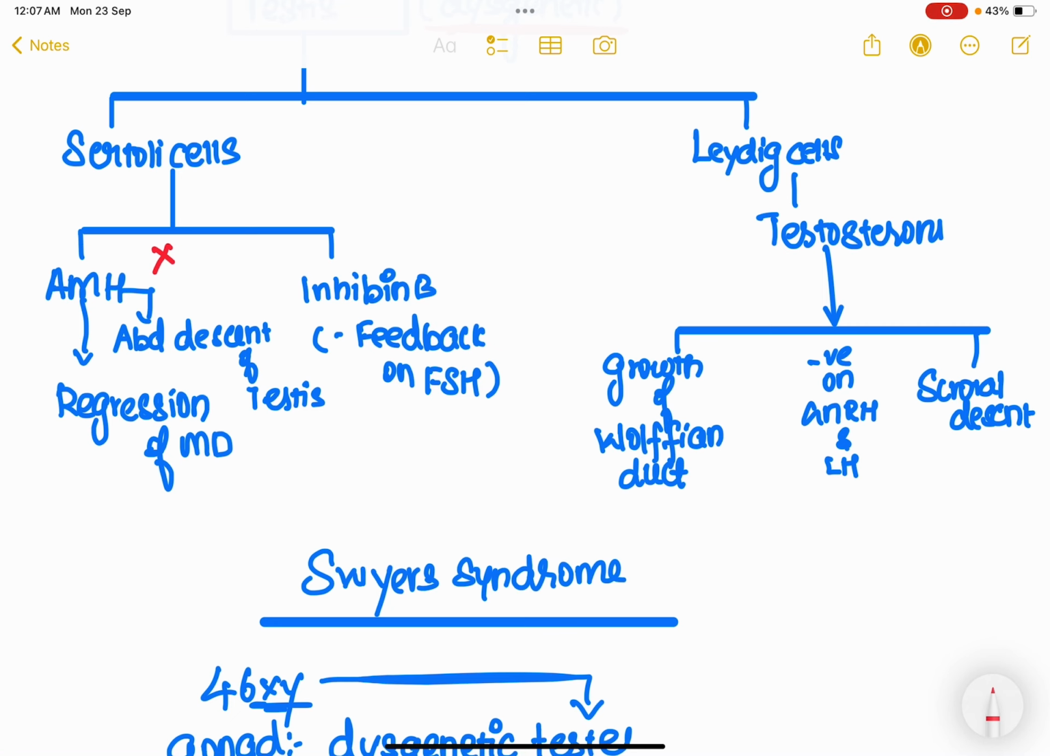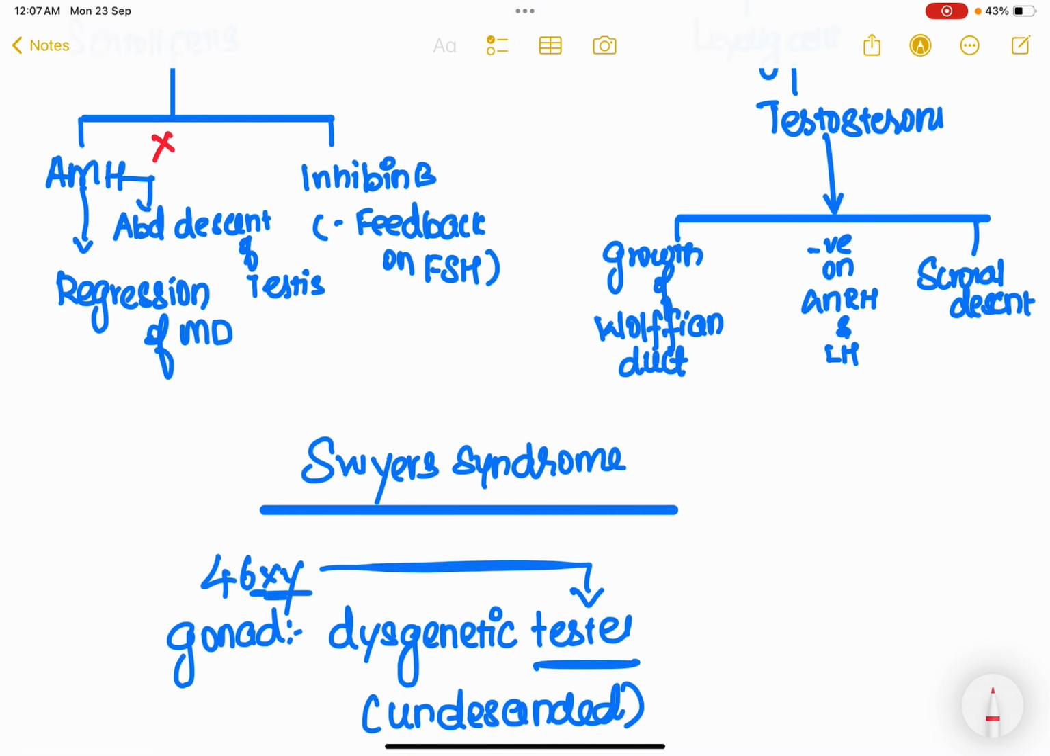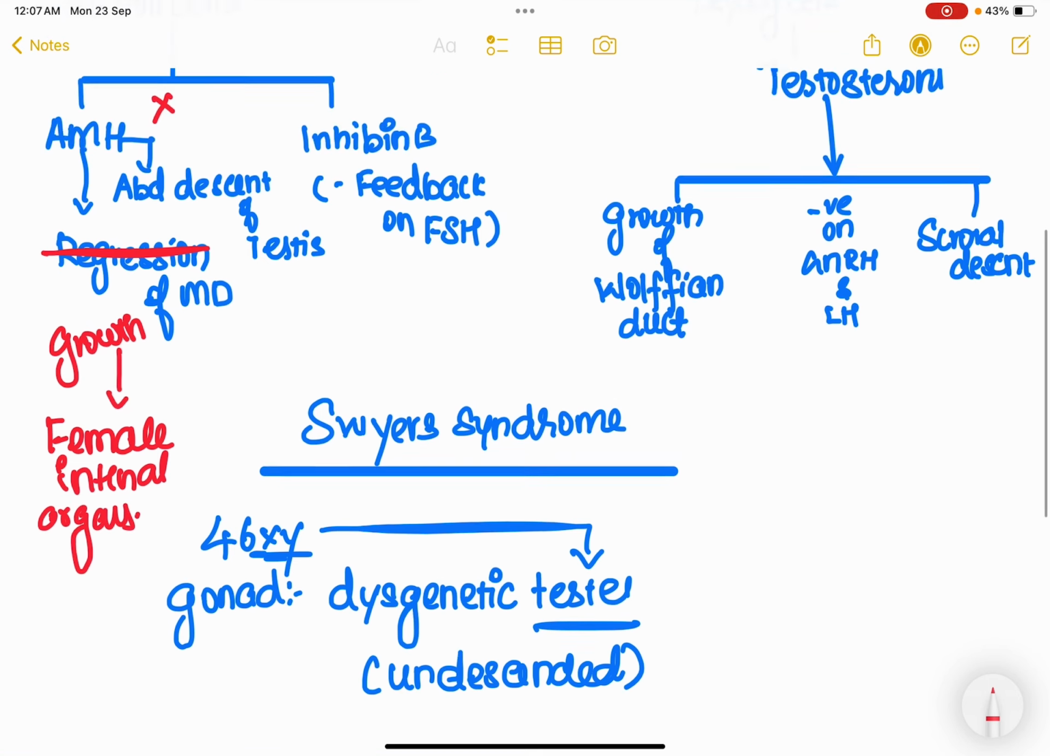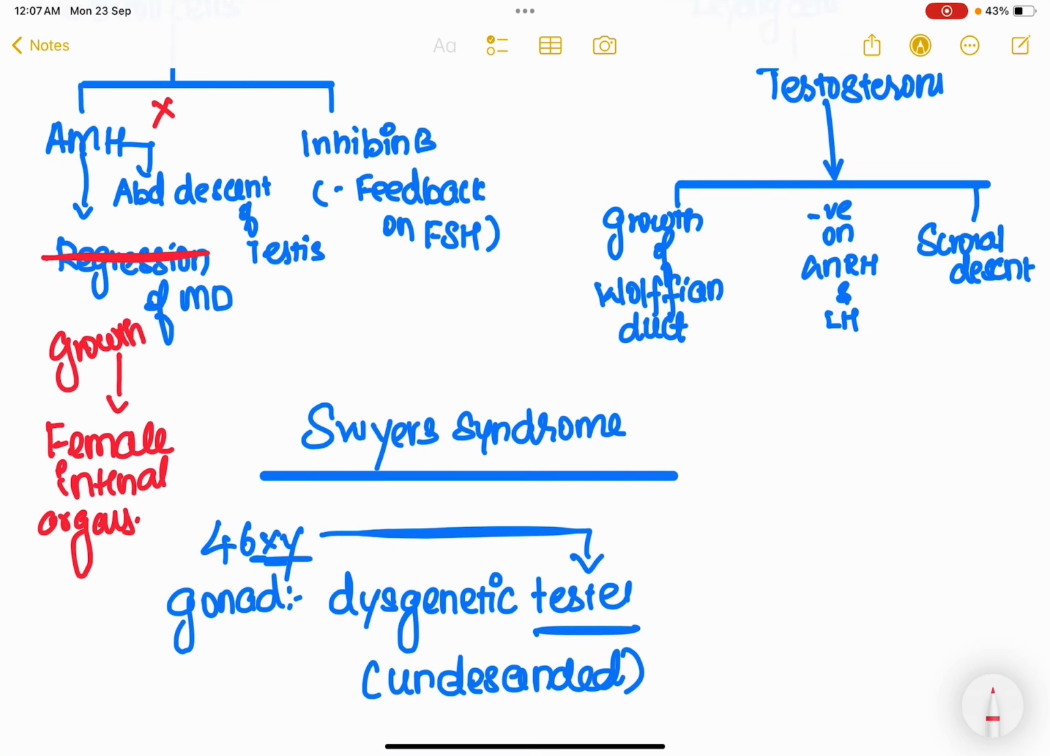So the anti-Mullerian hormone is not going to be produced. When the anti-Mullerian hormone is not produced, instead of the regression of the Mullerian duct, there is going to be growth of the Mullerian duct. When there is growth of the Mullerian duct, it is going to result in development of female internal genital organs. Is that clear? Yes. So uterus, fallopian tube, cervix and vagina are going to be produced.